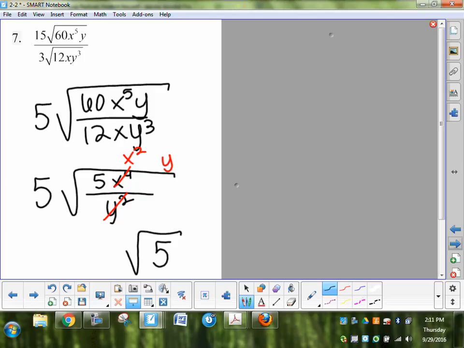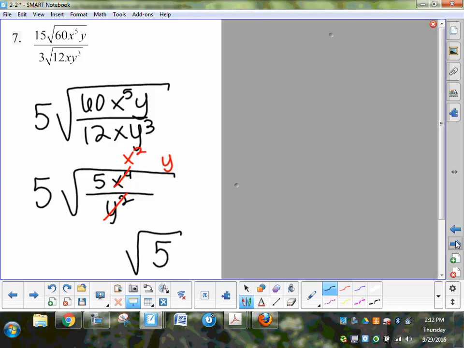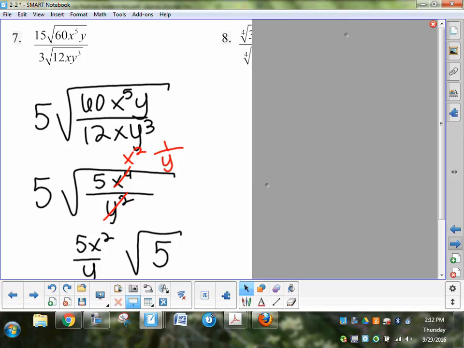Close. It is not 5x squared y. There you go. Because y is the y in the denominator, because when you took its square root, technically this is not a y, but rather 1 over y, because the y squared was in the denominator of the radicand. Questions on that? All right.